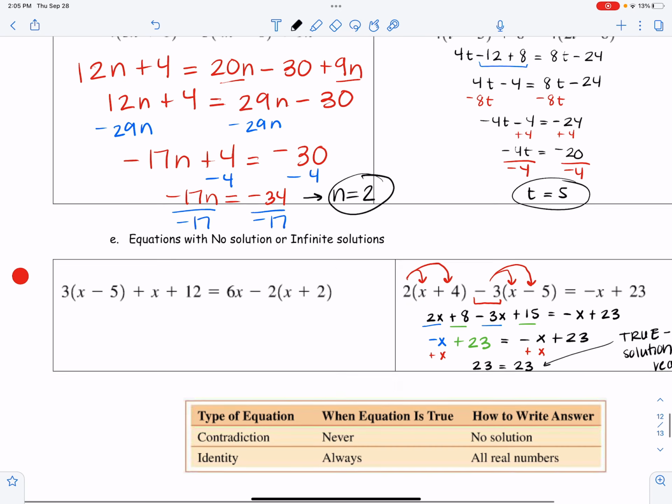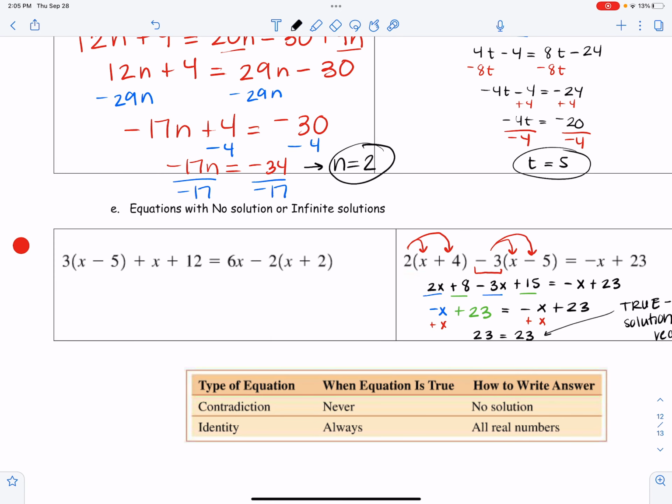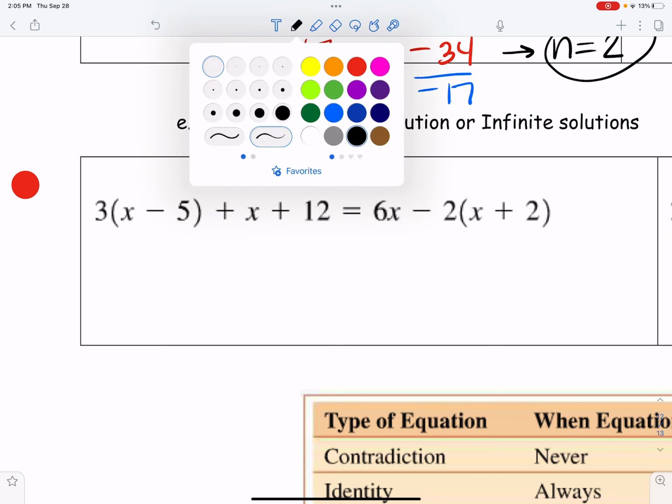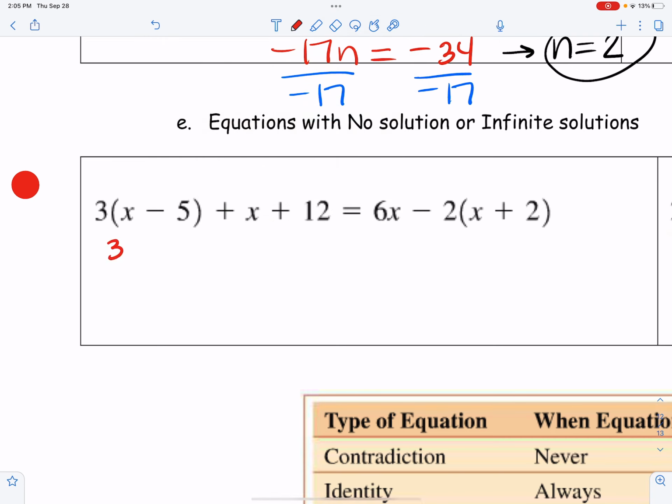And then last thing here, you have two special cases. If you are solving and your variable goes away, you either have a situation with no solution or a case where it's all real numbers, infinite. And kind of like we did with checking for a solution, you're just looking to see if it's true or false. So if I were solving this, my first step would be distribute.